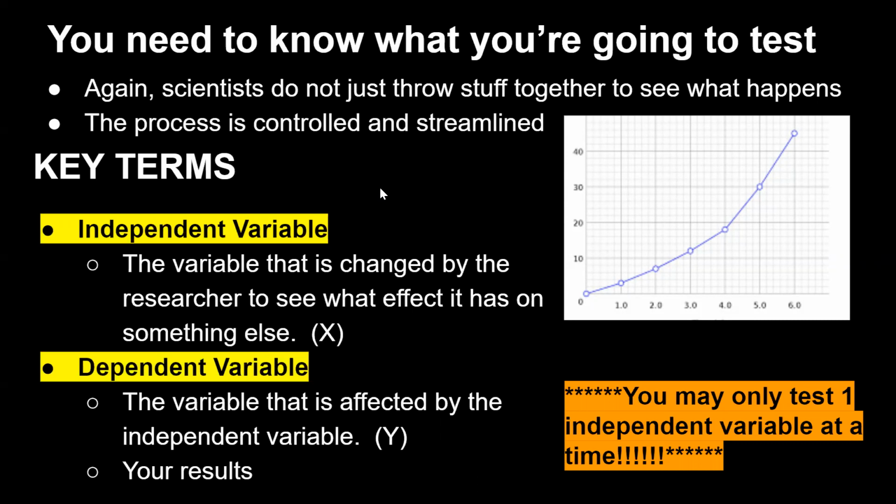Let's talk about an example, and I'm going to come back to this example a few times in this presentation. Let's pretend for a second that we wanted to do an experiment on different soil types and how they affect plant growth. Your independent variable in that experiment is your variable that is changed by the researcher, by you. And you are trying to see what effect it has on something else. So in this example, if we're testing the effect of soil type on plant growth, soil type would be our independent variable because that's what we have control over.